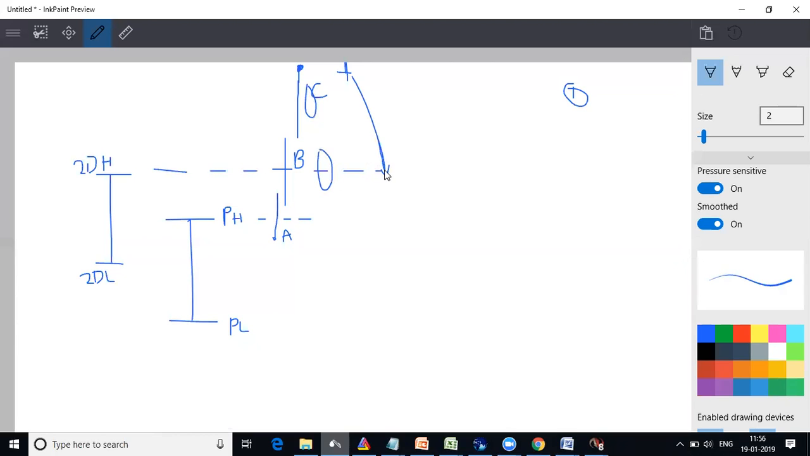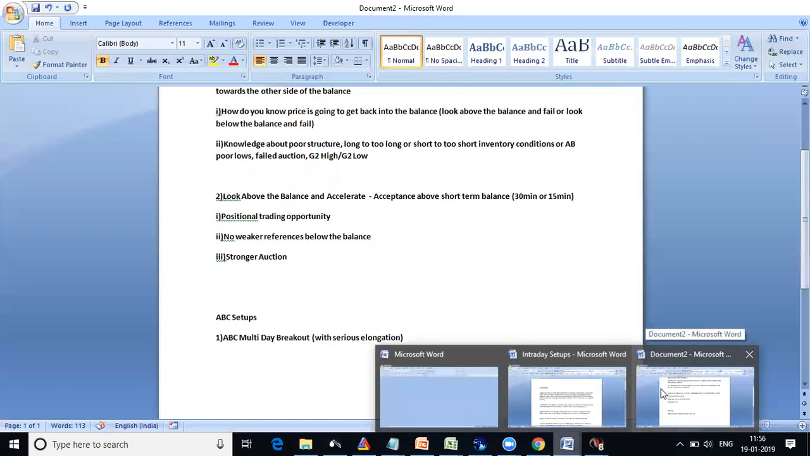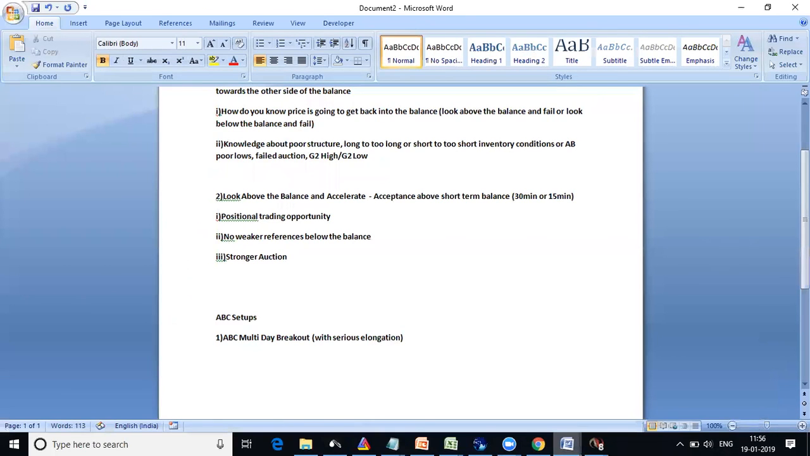To summarize, what to observe when an ABC pattern is developing with a multi-day breakout: A period should be trading below the multi-day low, and B period and C period shooting with greater momentum, either up or down, it doesn't matter. Momentum followed by momentum exhaustion.